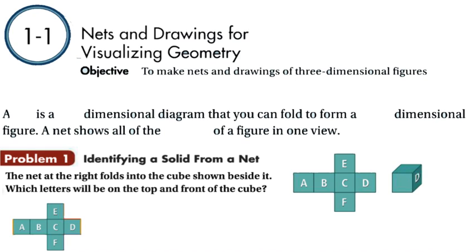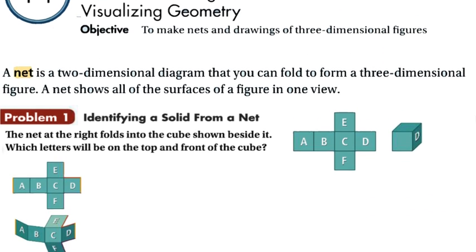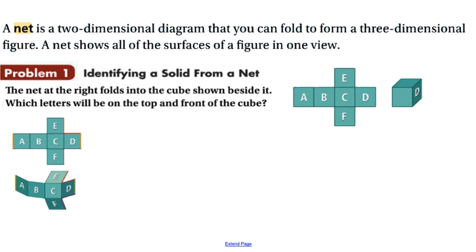So let's begin. A net is a two-dimensional diagram that you can fold to form a three-dimensional object or a figure. A net shows all of the surfaces of the figure in a single view. So let's take a look at what a net looks like.